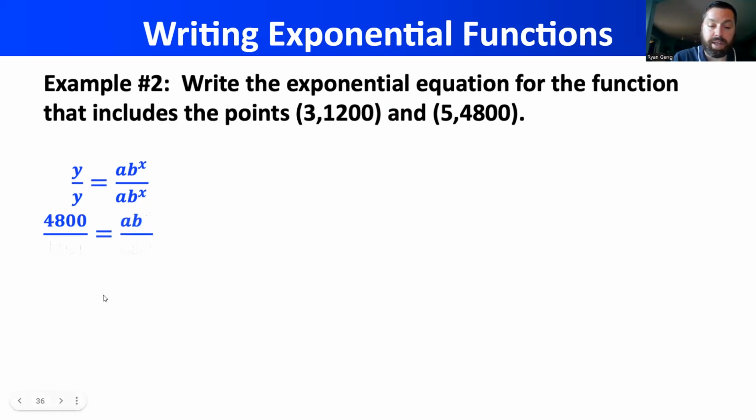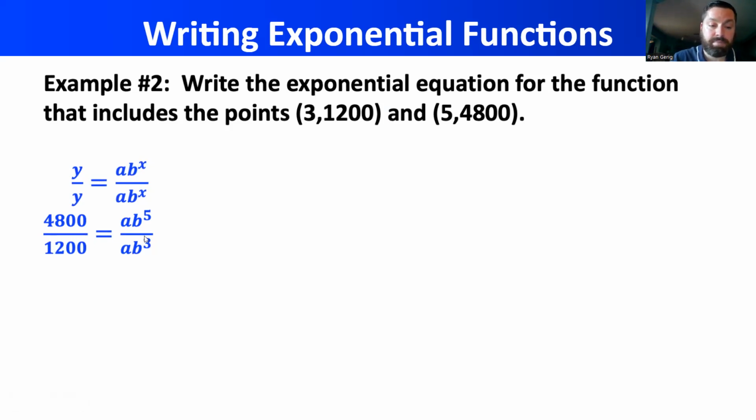A times b, we don't know what that is. We don't know what a is. We don't know what b is, but x is 5. I'm going to do the same thing with my second point. When x is 3, y is 1,200, a times b to the third power. Now I'm going to divide these two things.